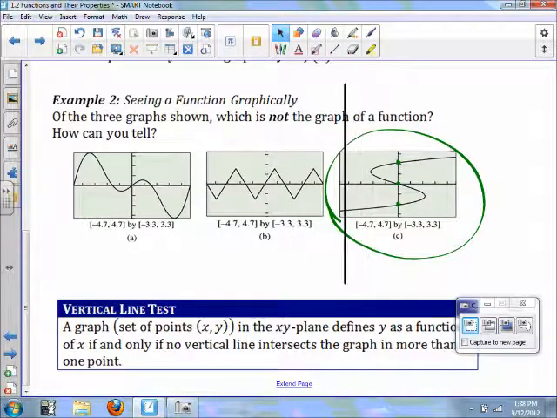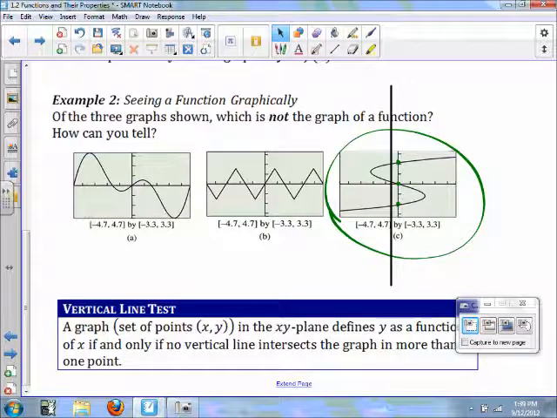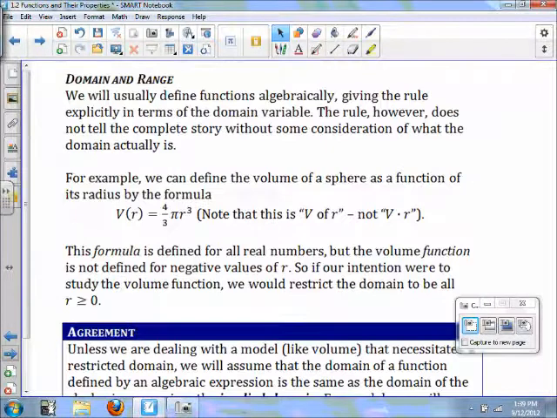Same thing here. It'll only touch the graph in one point. Now, if we move it here, we're good here, but where we have issues starts here. You can see the vertical line, the graph will fail the vertical line test, showing you it's not a function. We'll usually define functions algebraically, giving the rule explicitly in terms of the domain. The rule, however, does not tell the complete story without some consideration of what the domain actually is.